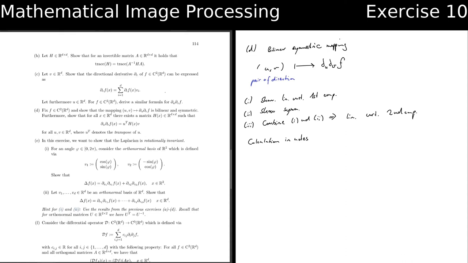Now, every bilinear symmetric mapping can be represented by taking a matrix U and multiplying a transpose from the left and from the right. This is something that looks like a scalar product. And in our case, we can show that d_u of d_v of f at position x is given as the scalar product of u times the Hessian of f at x times v. Resolving the scalar product gives us the formula from the exercise.